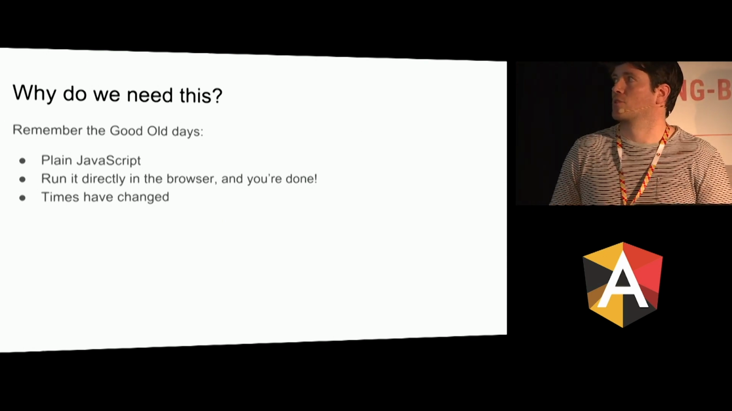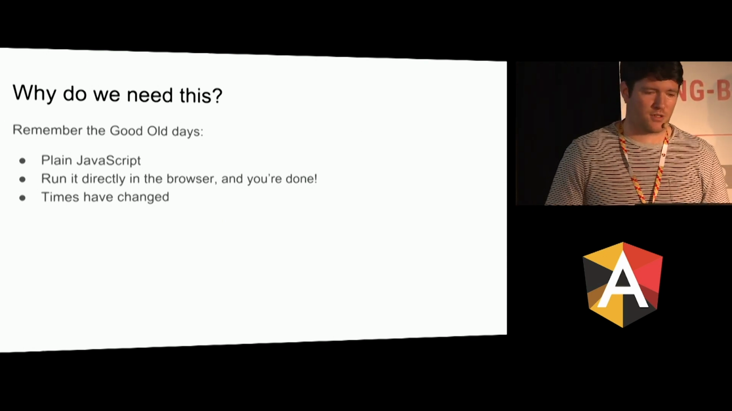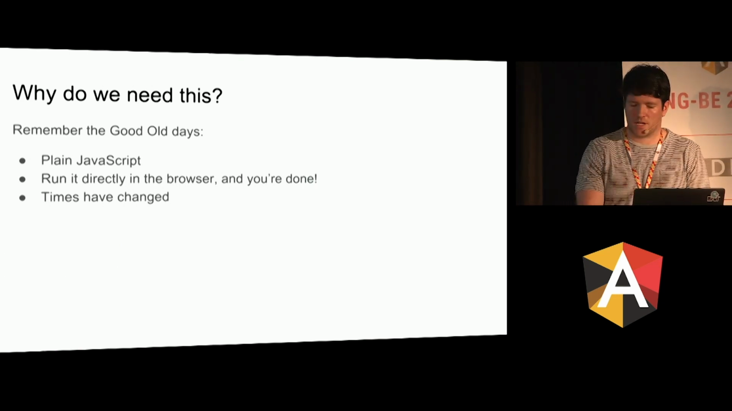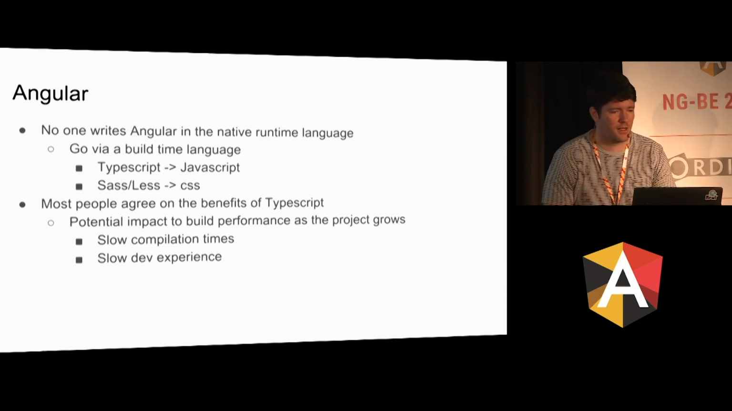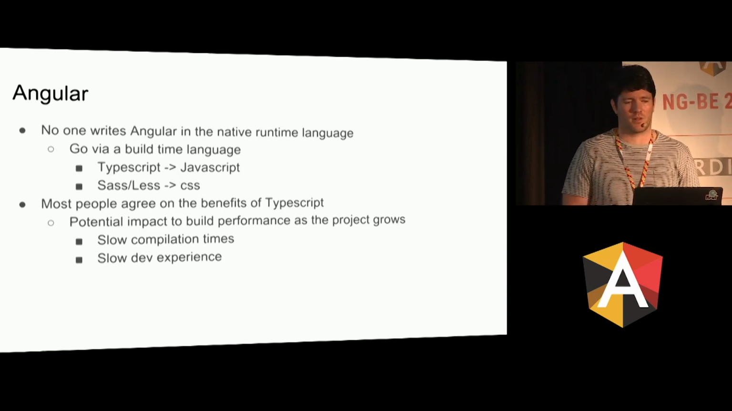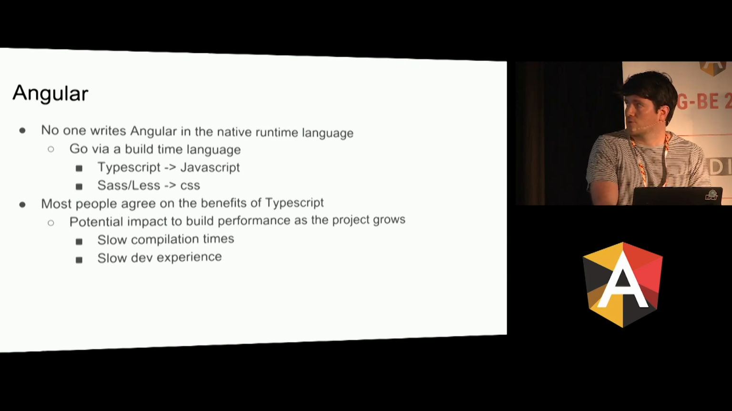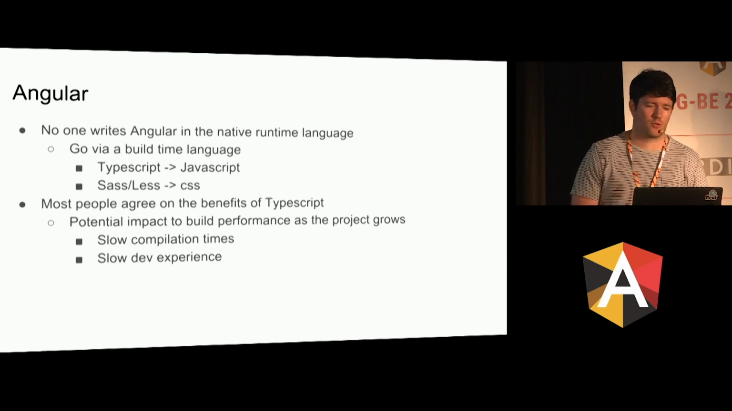Because I remember the good old days where all you did was write some plain JavaScript, you ran it directly in the browser, and that was it, right? But times have changed. Now we have Angular, and no one really writes Angular in the native runtime language. You always go via some sort of build-time language. Instead of JavaScript, you write TypeScript. Instead of CSS, you write Sass or Less. Most people agree on the benefits of TypeScript, but there's a potential impact to build performance as the project grows. At some point, you might notice slow compilation times, which leads to a slow dev experience.